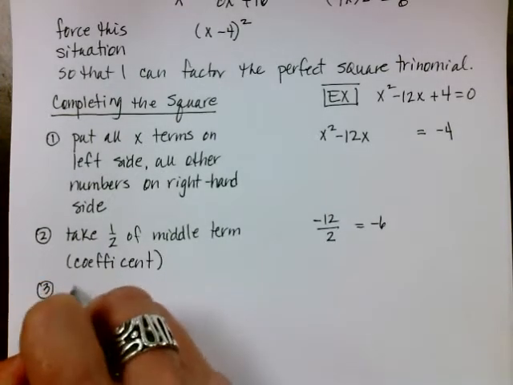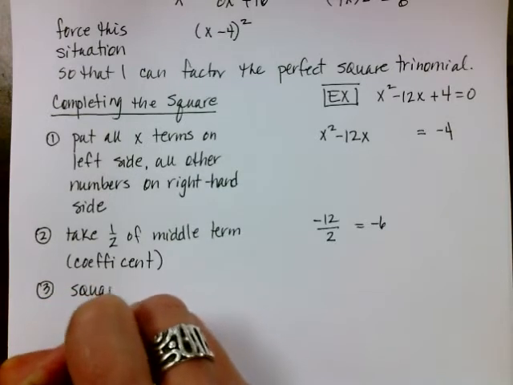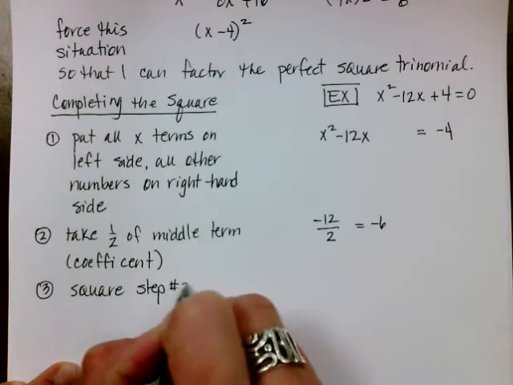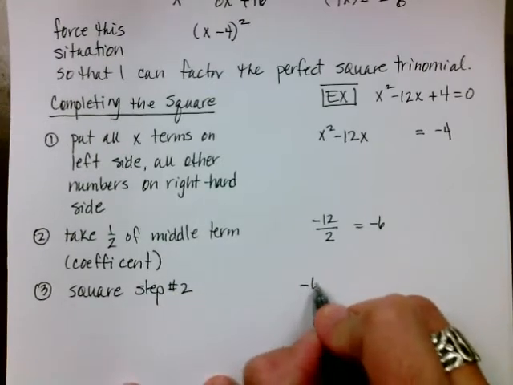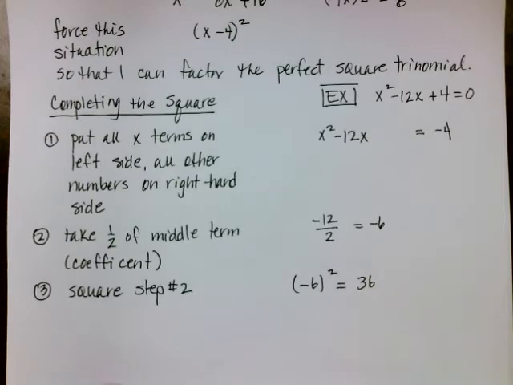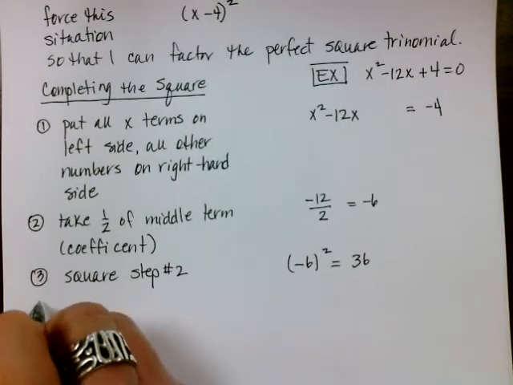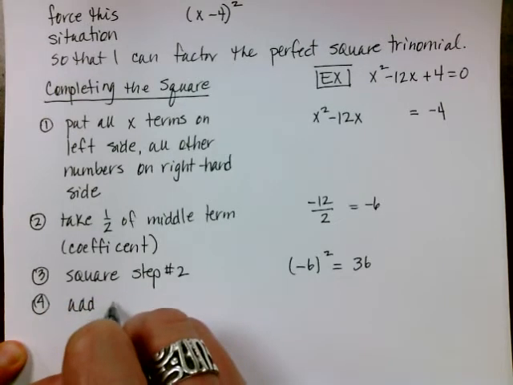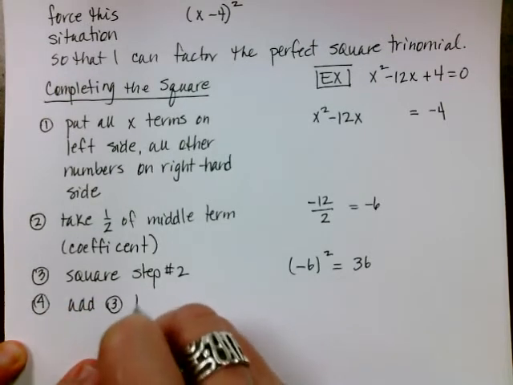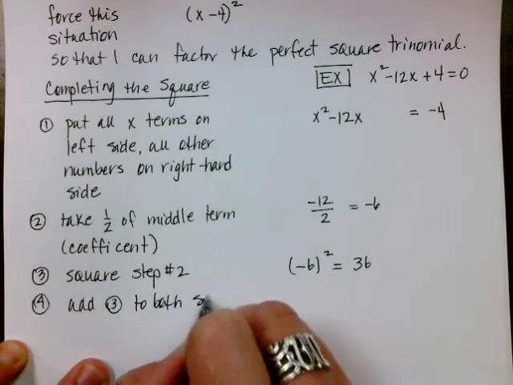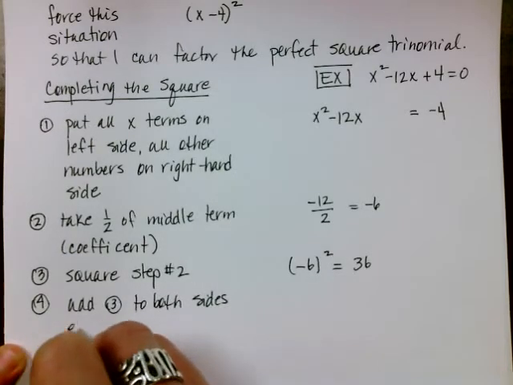The next step is to square step number 2. Okay, so I'm going to take my negative 6 and I'm going to square it, and I'm going to get a positive 36. Step number 4 is to add step number 3 to both sides of the equation.